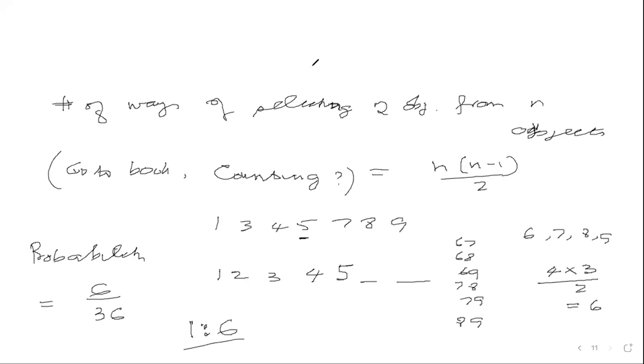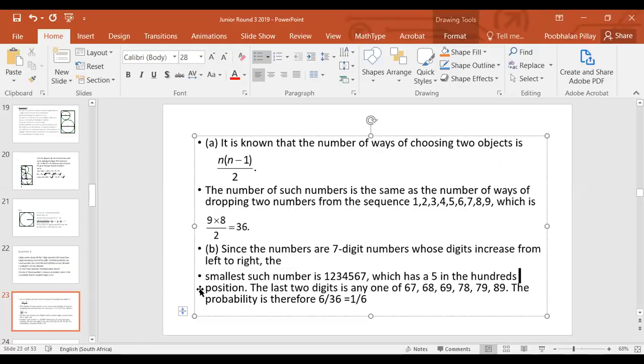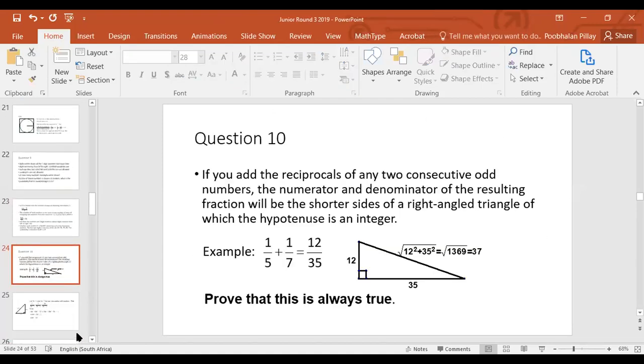Next problem is, go back to my question. Okay, so there's 6 out of 36, you can see. Okay, now we go on to question 10 now. Question 10, very interesting question.